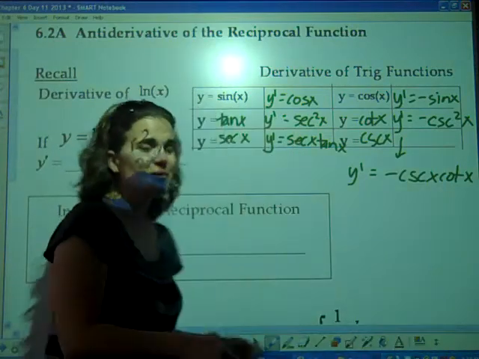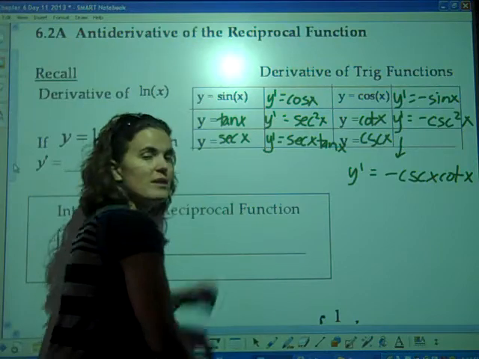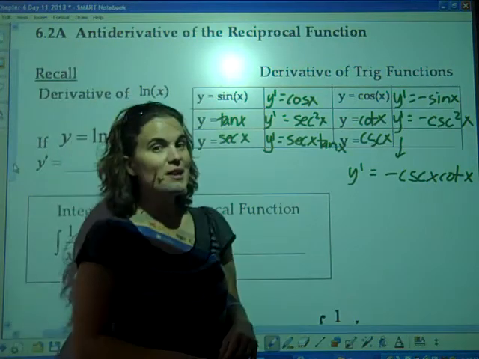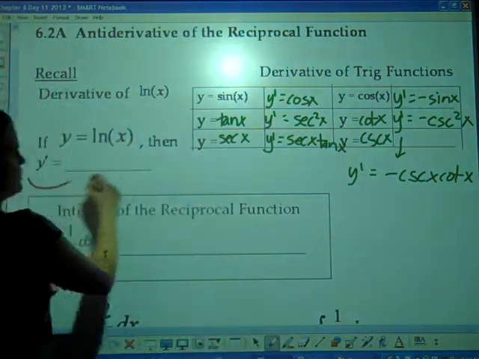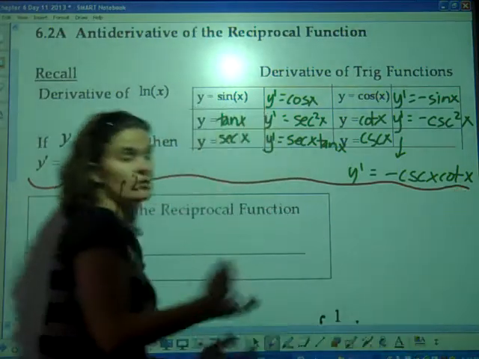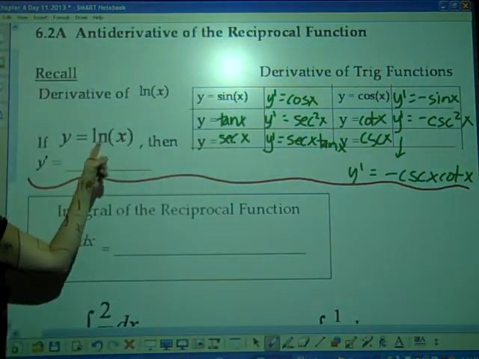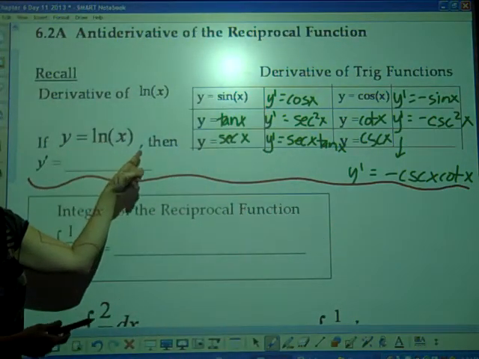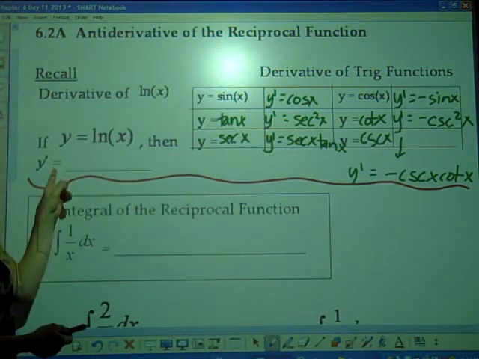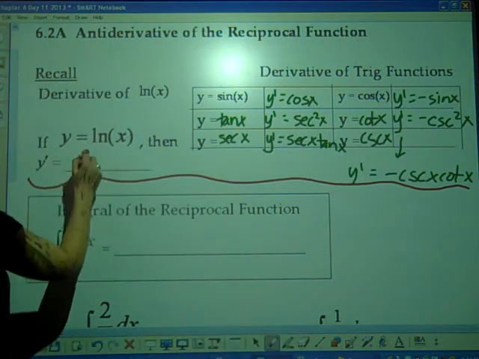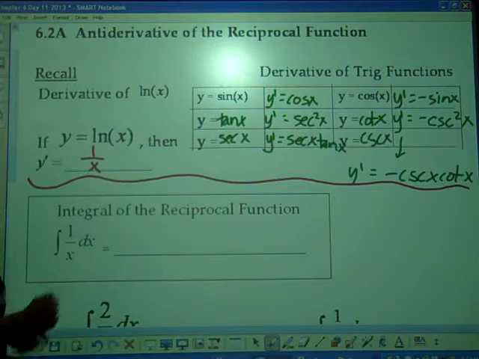So I know it's been a while since we filled out one of those tables. Hopefully you still have that in your brain. The other rule we need to remember for this section is what the derivative is if you're taking the natural log of something. If y equals the natural log of x, then the derivative will be 1 over whatever the argument is, 1 over x.